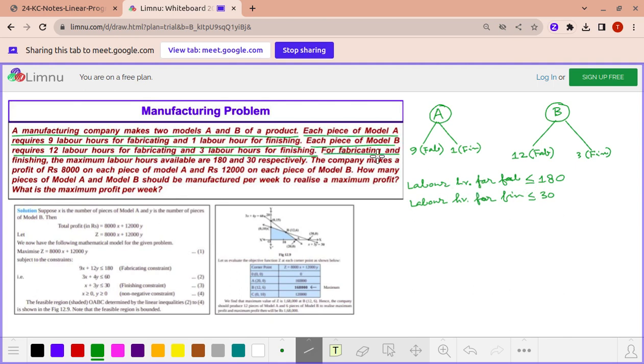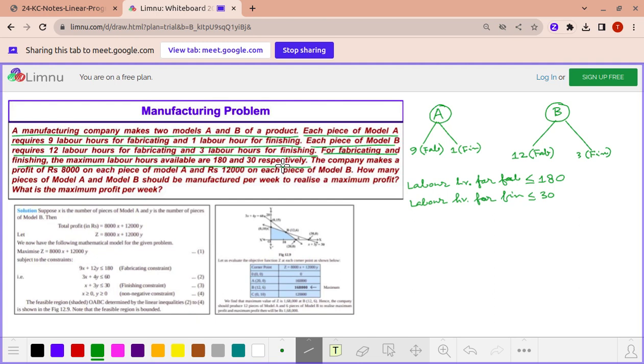For fabricating and finishing, the maximum labor hours available are 180 and 30 respectively. You see, dear students, the left hand side in the red color, whatever is written, is the English statement, and the right hand side in the green color, whatever I am doing, is the mathematical expression.